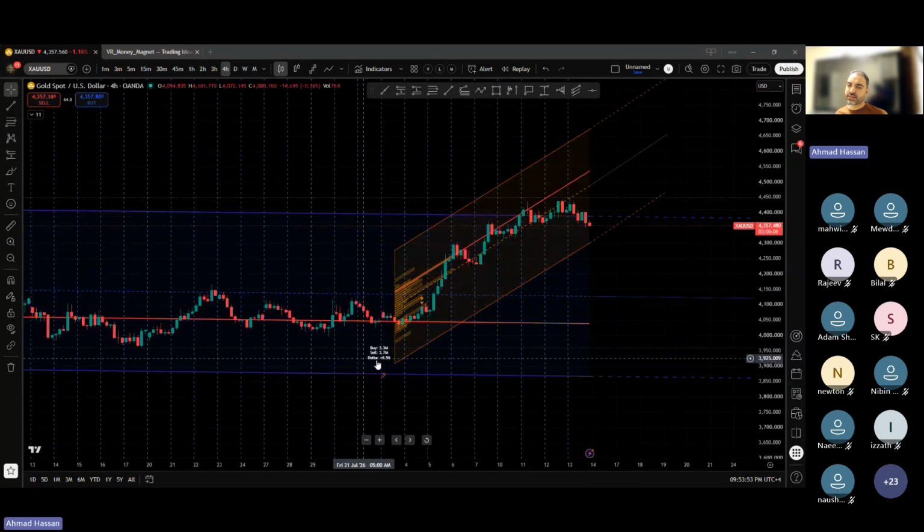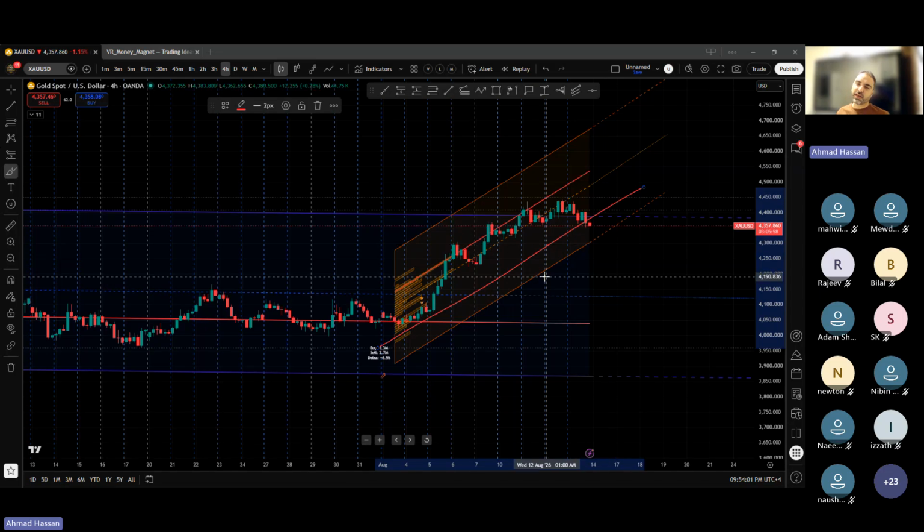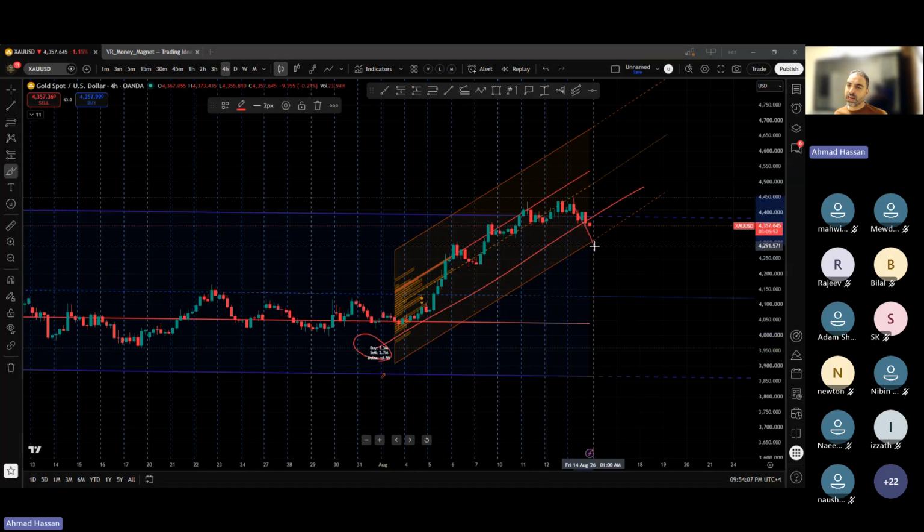So how many buyers are in the group? 3.3 million. Sellers are less, 2.7 million. So the market is moving to the upper side. It gives you a clear bias of where the market is. Buyers are still in control, and that's the reason the market is not falling. It might fall till this area, 432043, for the next move to the upper side.